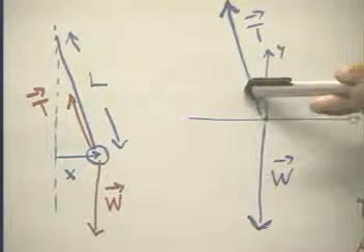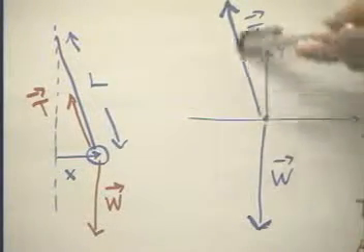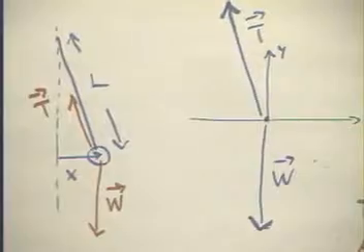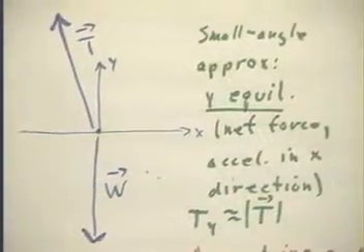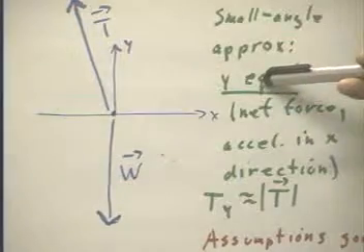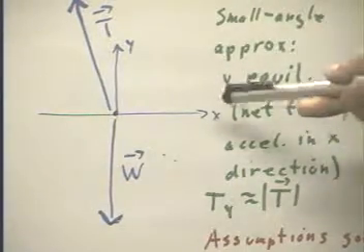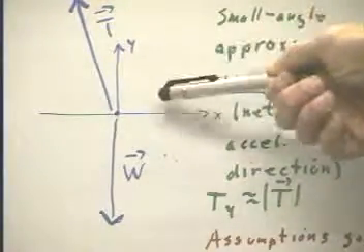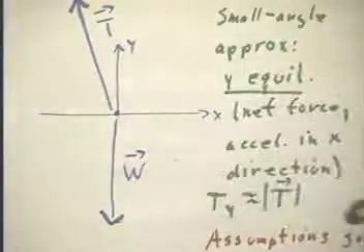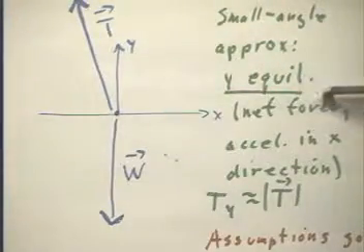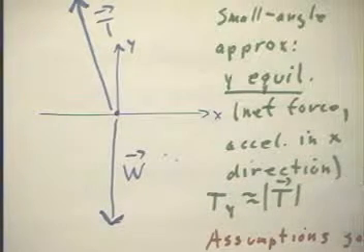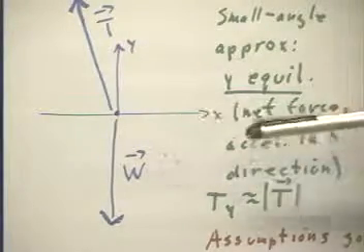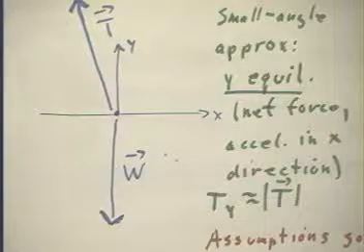Now for the small angle approximation: if this angle here is small, that is, if there's not much deflection, if x is small compared with L, then there are several things that we can do. We can say that to the extent that the angle is small, we're in y equilibrium. Remember that the pendulum is actually following the arc of a circle, but there's not much y component to the displacement along that arc. So we're going to make the approximation that we're in y equilibrium, and that therefore the net force accelerating the pendulum is in the x direction. Again, the smaller the angle, the better that approximation holds.